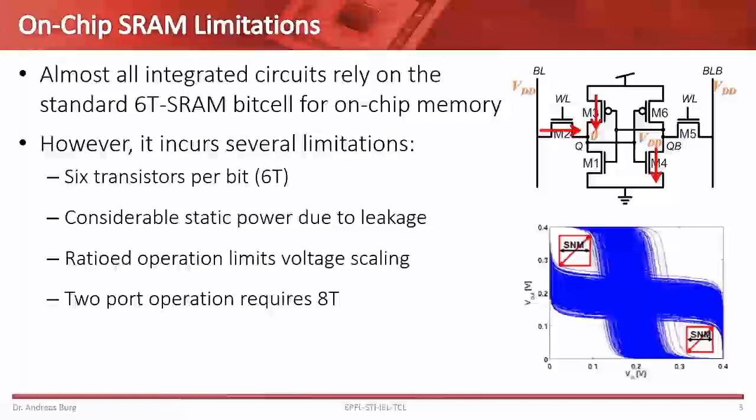In addition to that, the memory cell is based on ratioed operation. That means the sizing of the different transistors and also their drive strength, which is influenced by variation, basically determines the reliability of these memories. The consequence is that with embedded memories you can typically not scale the supply voltage below 0.6 or 0.5 volt without serious reliability concerns. Also, you typically have a single access port, even though we have 2 bit lines. We can only read or write at one time. If we want to read and write at the same time, we need 8 transistors or even more.